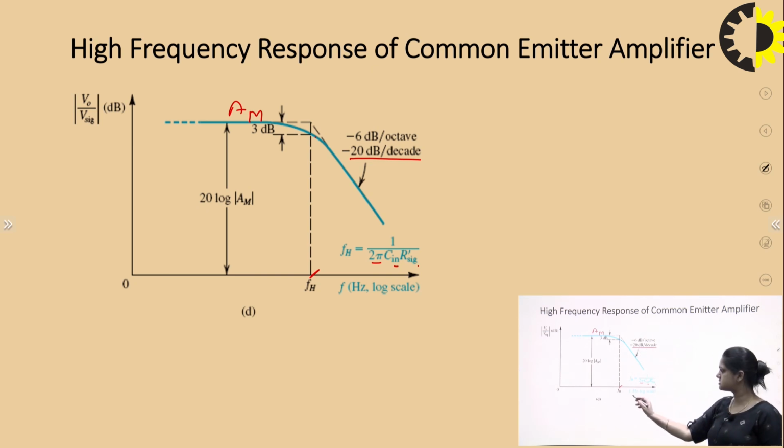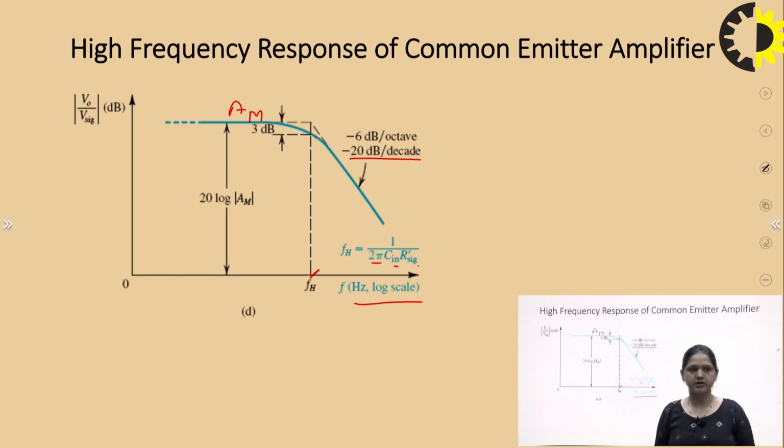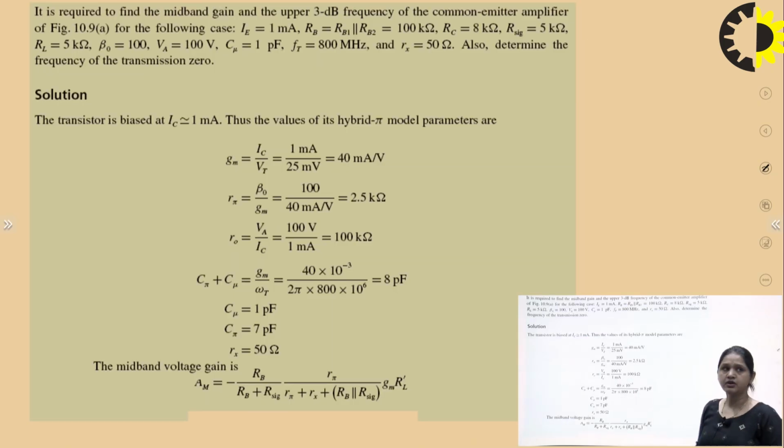Per decade means this is the logarithmic scale. So this is the high frequency response of common emitter amplifier. We have seen the input impedance, we have seen the output impedance. Now based on this amplifier configuration, some numerical can come in your exam. So let's see this numerical.